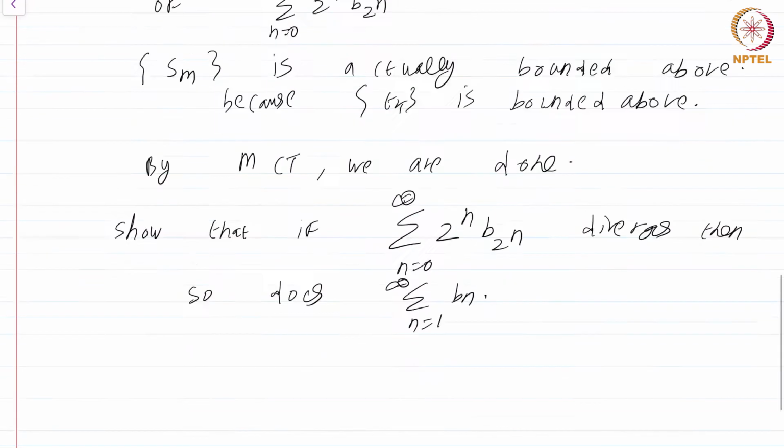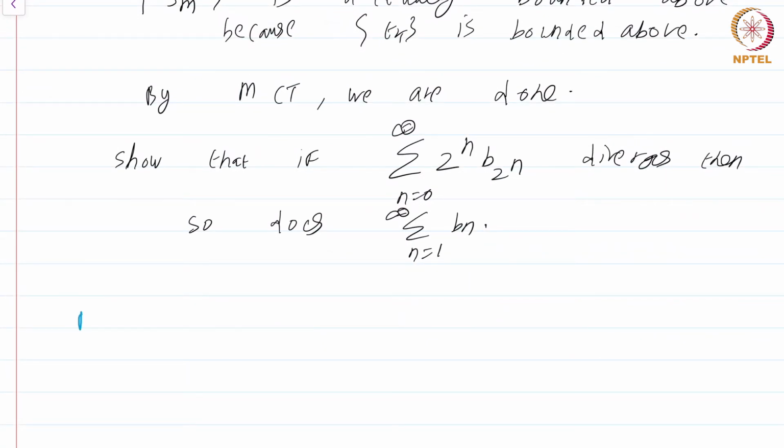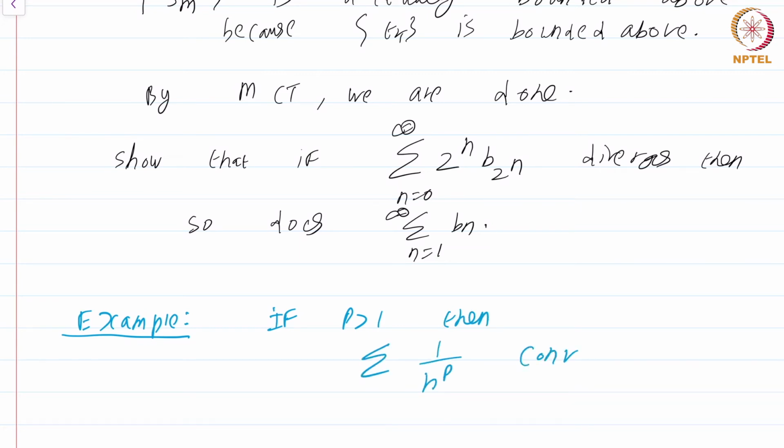Now immediately we have an application of this Cauchy condensation test. Example: we already know that summation 1 by n diverges, and that summation 1 by n squared converges. Now what happens in between? Well, if p is greater than 1, then summation 1 by n power p converges. So p equal to 1 is sort of the boundary. When p is greater than 1, it definitely converges. When p is less than or equal to 1, it diverges. You will deal with the case less than 1 in the exercises.